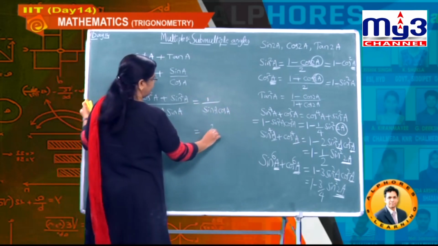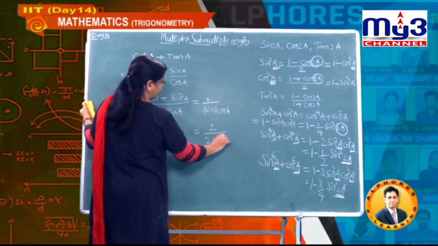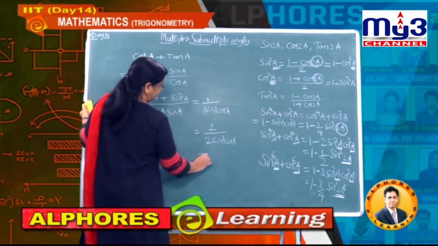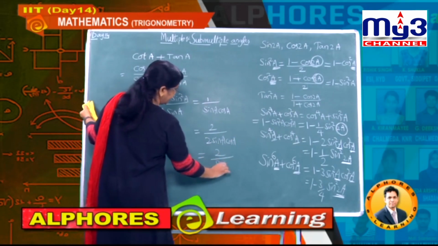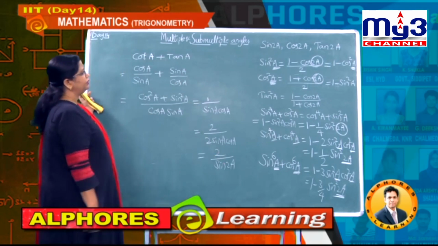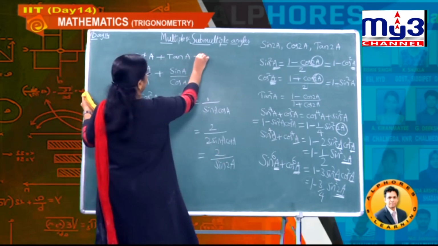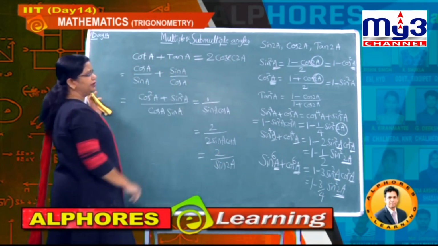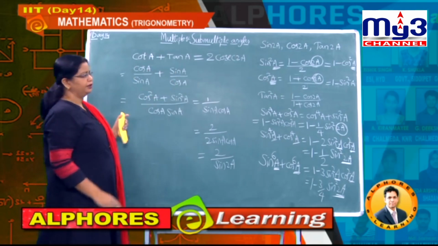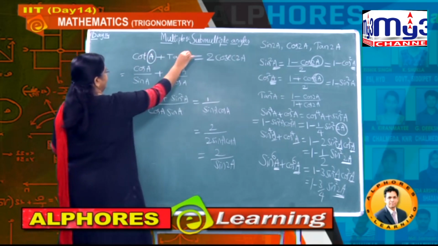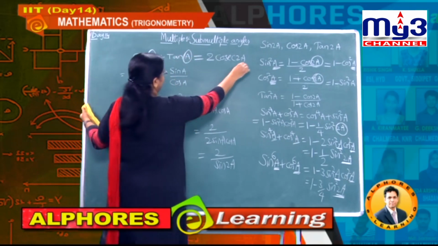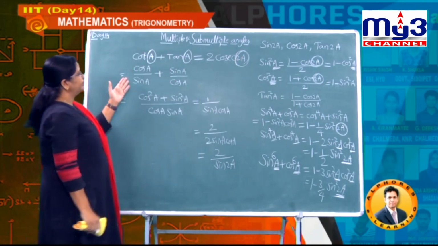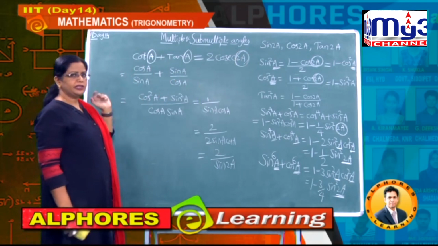Then 2 divided by 2 sin A cos A. What is 2 sin A cos A, students? It is nothing but sin 2A. Therefore 2 divided by sin 2A, and 2 by sin 2A we can write simply as 2 times cosec 2A. So the cot A plus tan A formula is nothing but 2 cosec 2A. So whenever you have angle A, your answer comes in terms of 2A. So 2 cosecant 2A.